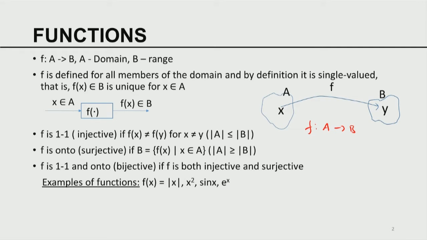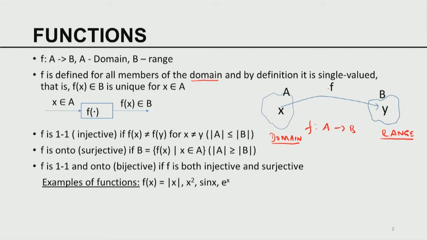We call A the domain of the function. We call B the range of the function. So I need a domain, I need a range, then I need a function. What is a function? A function is simply an association of points in the domain with the points in the range.